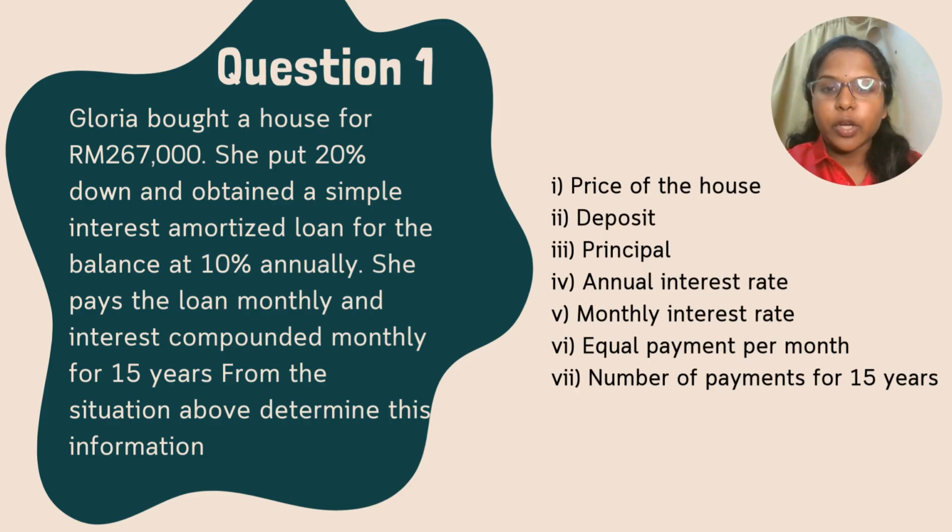Question 1. Gloria bought a house for 267,000. She put 20% down and obtained a simple interest amortized loan for the balance at 10% annually. She paid the loan monthly and interest compounded monthly for 15 years. From the situation above, determine this information.